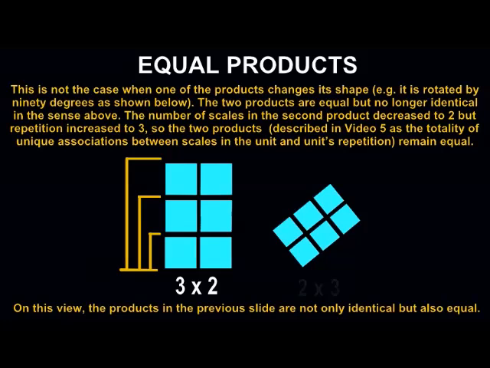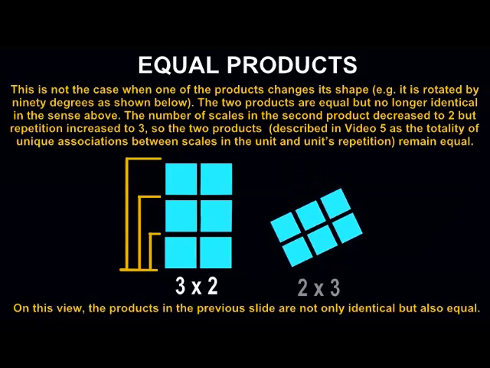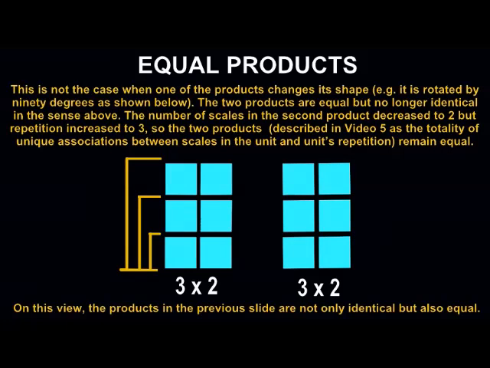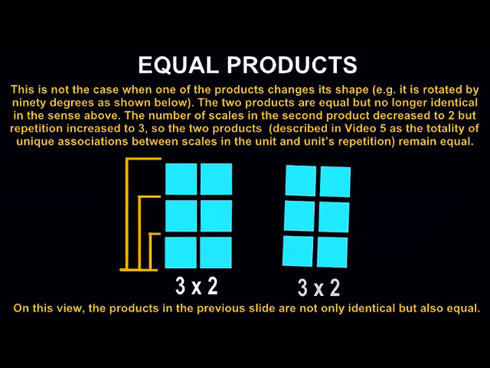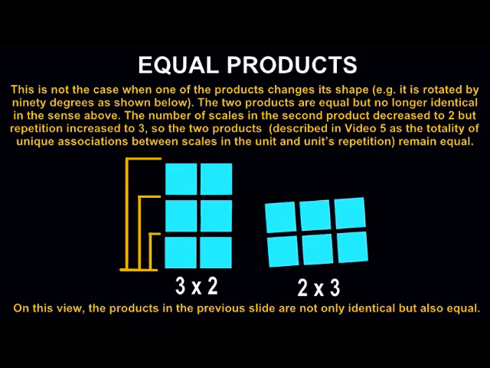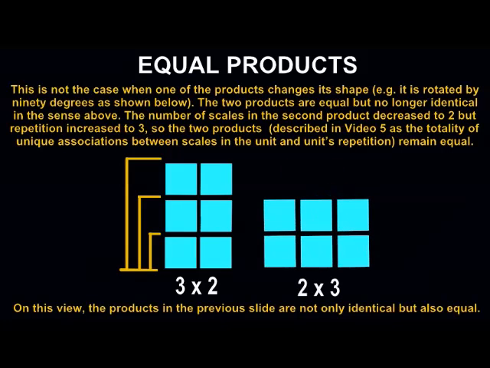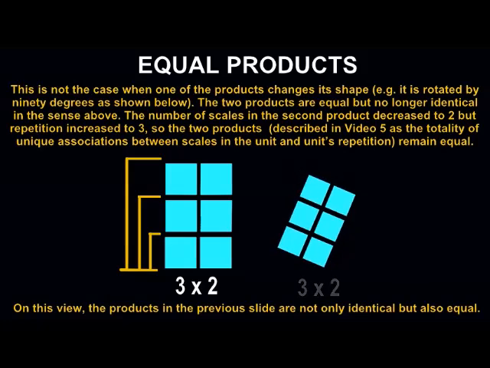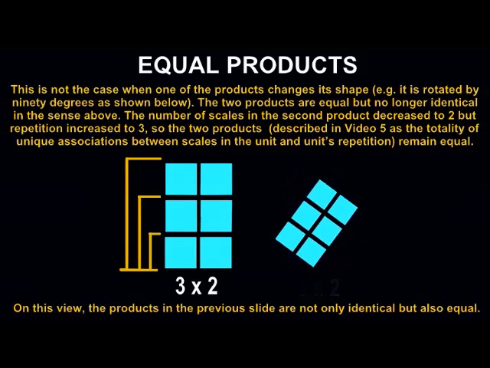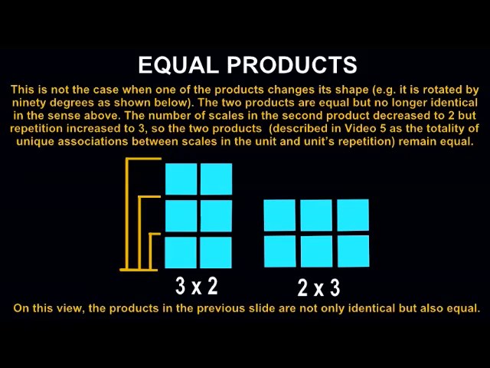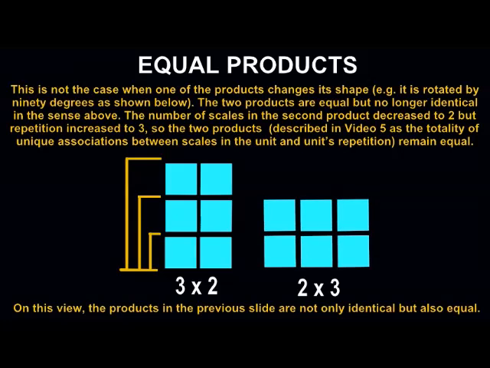Equal products. This is not the case when one of the products changes its shape. For example, it is rotated by 90 degrees as shown below. The two products are equal, but no longer identical in the sense above. The number of scales in the second product decreased to 2, but repetition increased to 3. So the two products, described in video 5 as the totality of unique associations between scales in the unit and the unit's repetition, remain equal. On this view, the products in the previous slide are not only identical but also equal.